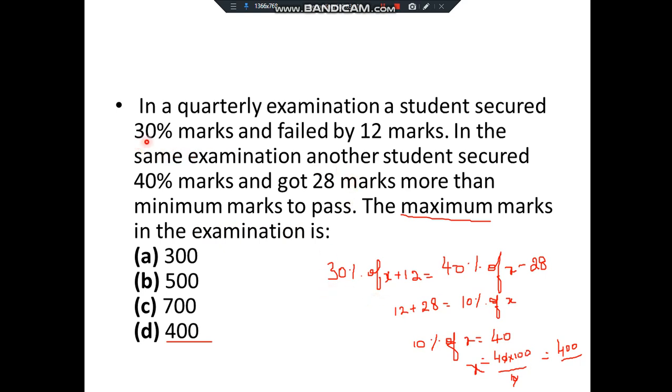See, 30% marks and failed by 12 marks now. So we have to equate both as pass mark. So 30% plus 12, he will get a pass mark. Similarly, 40% minus 28, he will get a pass mark. Okay. Now equating on both sides, you will get 10% is equal to 40. So 100% is how much? Okay. You can do it that way.